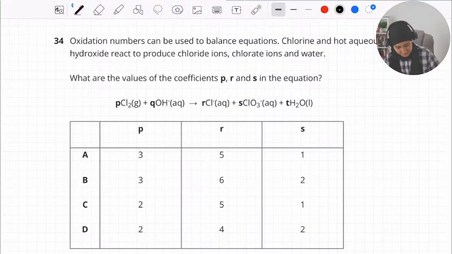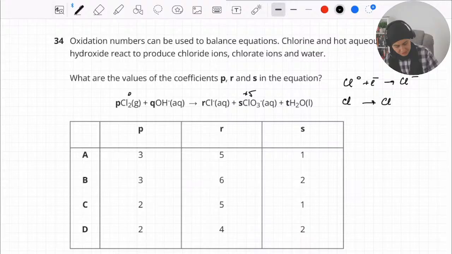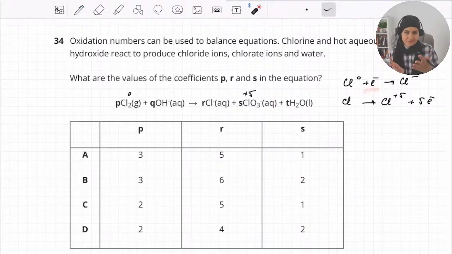Okay, how I will balance it. I know that chlorine changes oxidation state from 0 to -1, which means that it gained 1 electron. And also chlorine changes its oxidation state to +5, so it means that it lost 5 electrons. The number of electrons gained must equal the number of electrons lost, which means that I would have to put 5 in front of Cl minus. Because I have to have 5 electrons gained, so it means that I would form 5 Cl minuses.